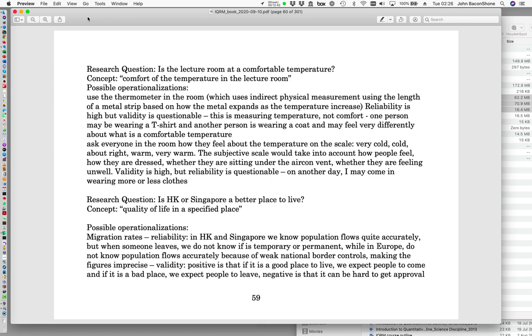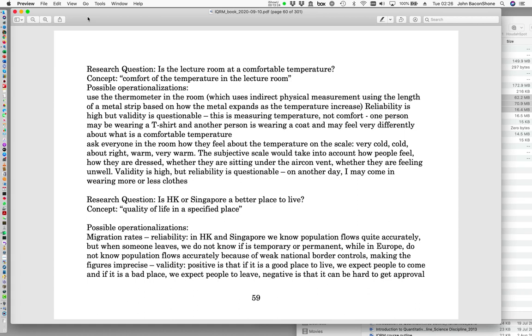It's not clear whether measuring the temperature is actually accurately measuring the comfort of the temperature in the lecture room, right? One person might be wearing a t-shirt, another person might be wearing a coat, and hence those two people might feel very differently about what's a comfortable temperature. Also, if it's a hot day outside, people will generally come in with less clothes. If it's a cold day outside, people will generally come in with more clothes. So even as a group, we may feel either that the temperature is too cold or hot, depending on the temperature outside, not just the temperature inside.